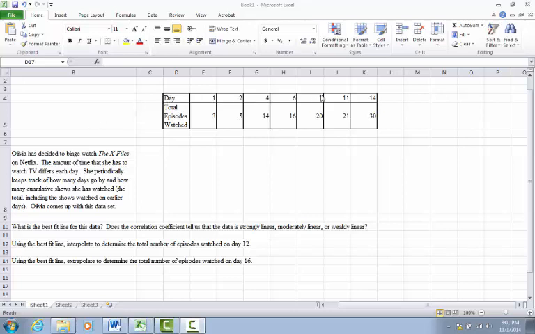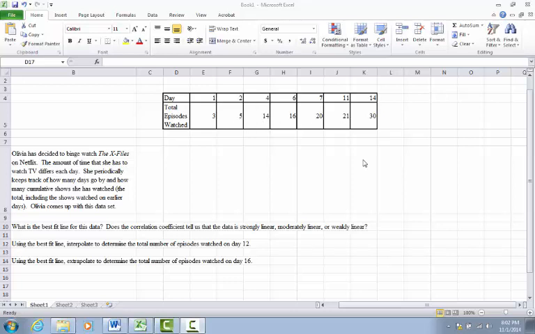The input is the day, so this would be the first day she watches X-Files, the second day, and so on. Total episodes watched: she watched 3 episodes on day 1, a total of 5 episodes by the end of day 2, so that's the 3 from day 1 plus 2 more. By the end of day 4, she had watched 14 total, and so on.